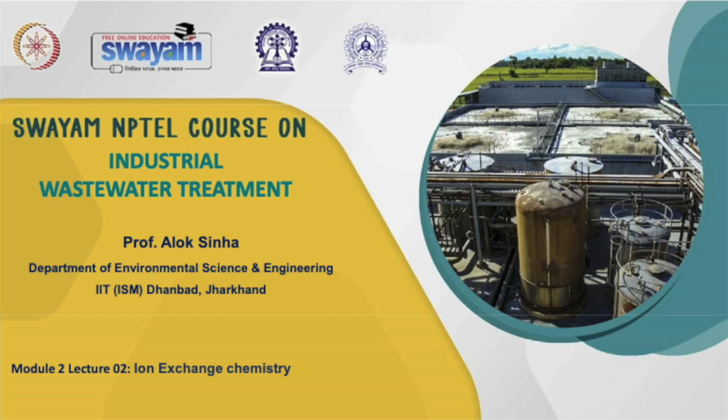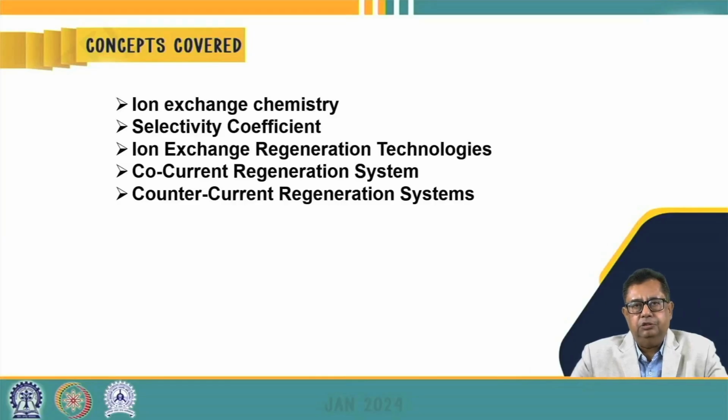Module 2, lecture 2, and the topic that we will discuss today is ion exchange chemistry. So the concept covered in this lecture will be ion exchange chemistry. We will talk about how the ion exchange chemistry works and how the ion exchange process happens, what the chemical reactions behind it are, and what different parameters we need to consider so that we can find out how much percentage of the ions will remain on the resins, how much percentage of the ions will go into the solution.